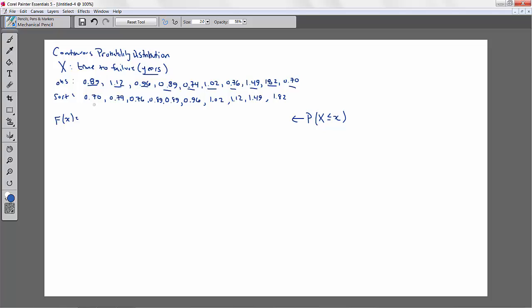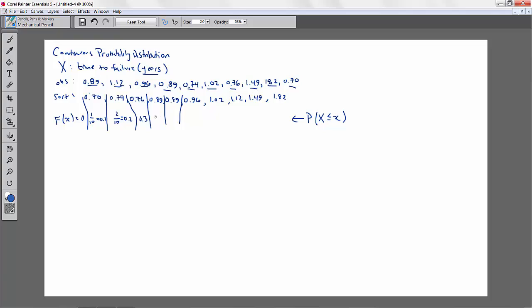So here, if we have one observation at 0.7, the probability that x takes on a value less than or equal to 0.7 is 1 out of the 10 observations. Anything less than 0.7 would be 0. Then up until the point where we observe 0.74, we know that 2 out of the 10 observations were less than or equal to 0.74, or 0.2 or 20%. When we reach 0.76, we know they're 30% or less than or equal to 0.76.